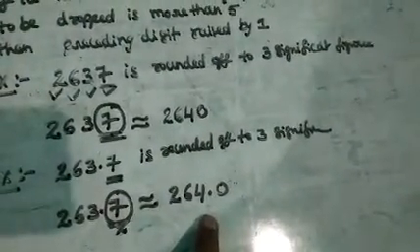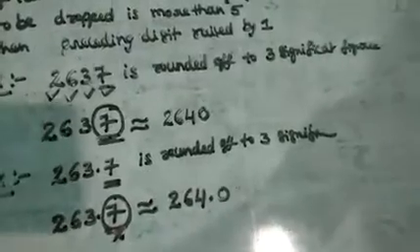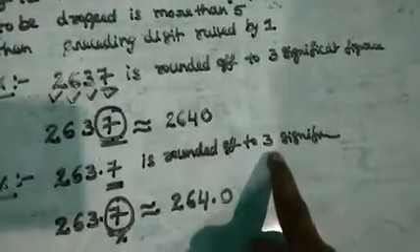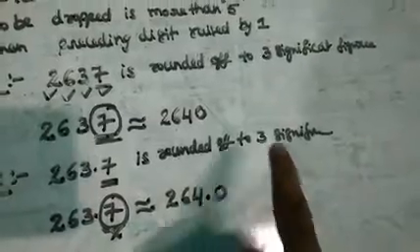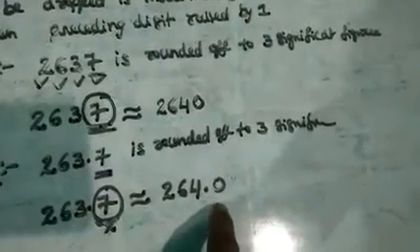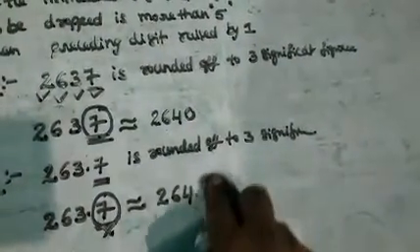Then is it correct? Everyone tell me. It is wrong. Why is it wrong here? The reason is they are asking for 3 significant figures, but how many did you get? 1, 2, 3. This 0 is also countable, right? Don't write 0 here. This sentence is important.